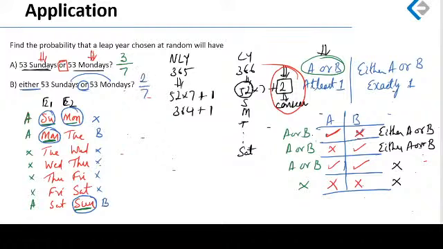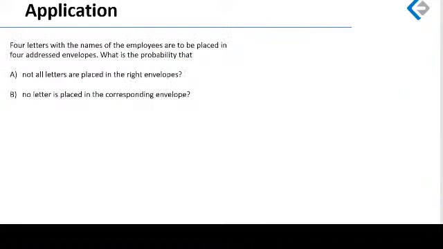I hope the point is simple. It's a pretty simple question, but it required 2 understandings. One, you should be very clear about "A or B" and "either A or B". That is number 1 I wanted to discuss with this question. Number 2, a little bit of understanding about the leap year and non-leap year, the concept of 1 odd day or 2 odd days. Let's go further.